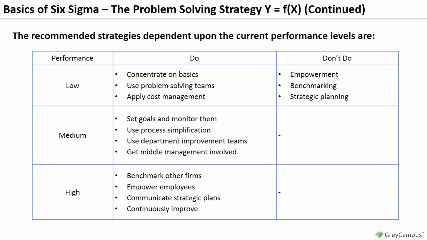For a company with medium performance, the company should set goals and monitor them, use process simplification, use department improvement teams, and get middle management involved. For a company with high performance, the company should benchmark other firms, empower employees, communicate strategic plans, and continuously improve.